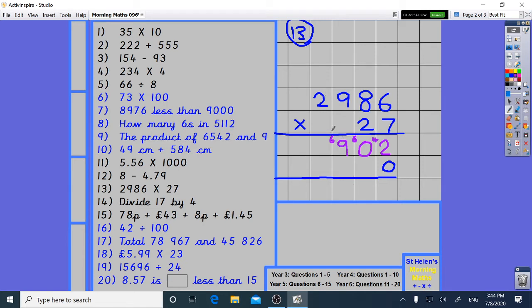7 times 2, 14 plus 6, 20. I got this question wrong yesterday, didn't I? When I checked the answers, it was wrong. So I'm going to check it before I check the answers today.